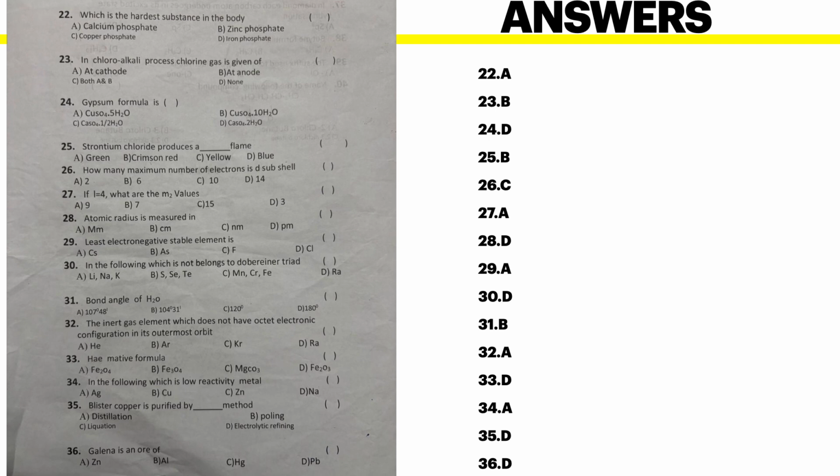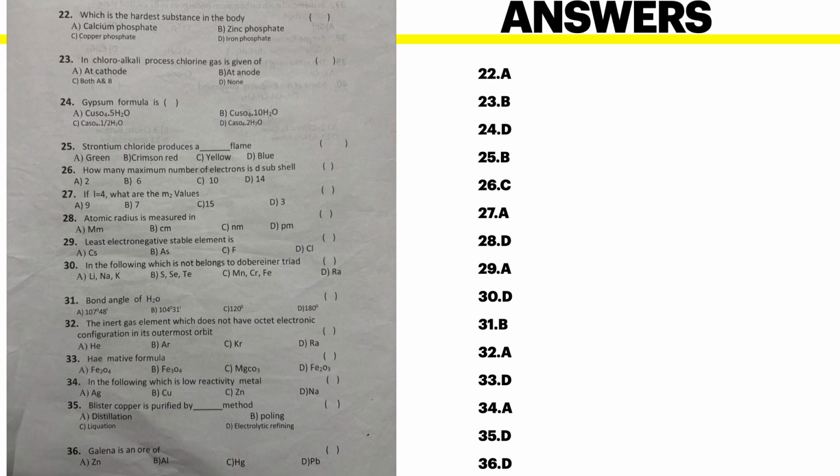Next one, 28th. Atomic radius is always measured in PM, that is picometers. So D is the right answer. Angstrom units is also correct, but it is not given, so you can write PM. Next one, 29th, the least electronegative stable element is cesium. So A is the right answer.